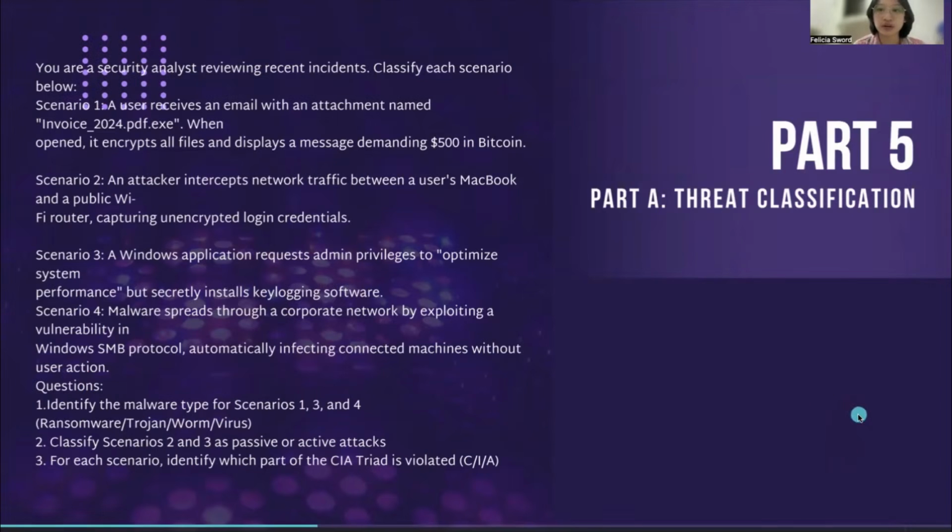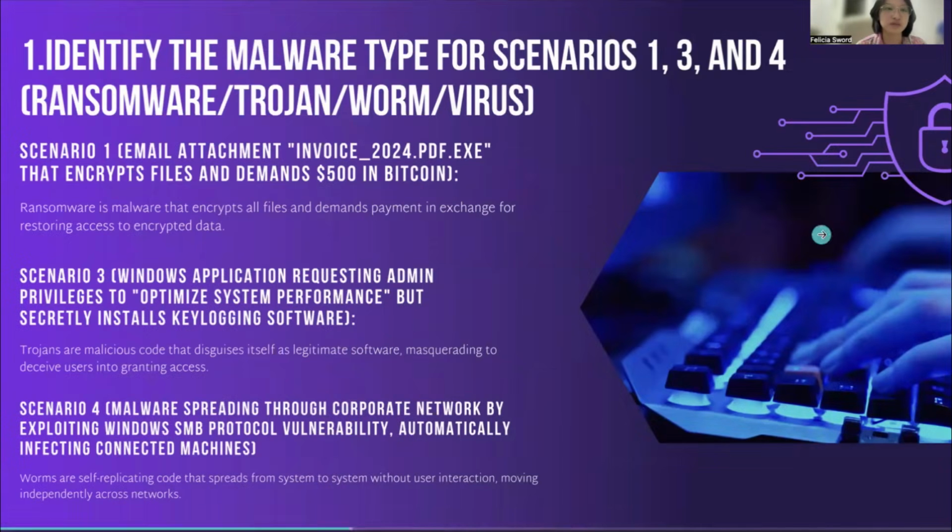So let's move on to part 5, and we'll start on subsection part A, which is threat classification. So the question is right here. There are a total of 4 scenarios. So let's start with the first question, which is to identify the malware type for scenarios 1, 3, and 4. So scenario 1 is considered a ransomware as it is identified that there is encryption and also demands payment, which is a good example of ransomware.